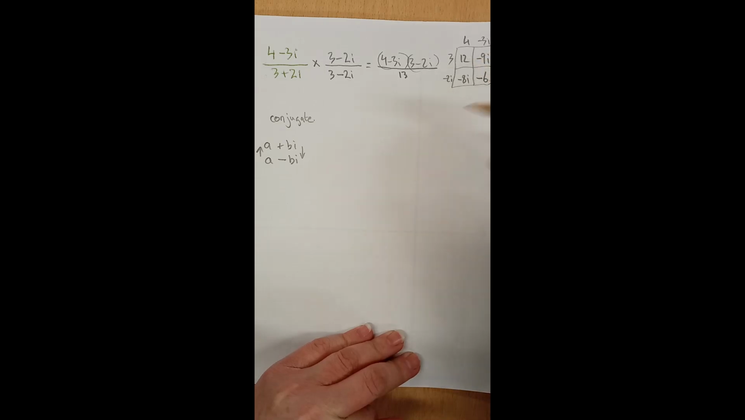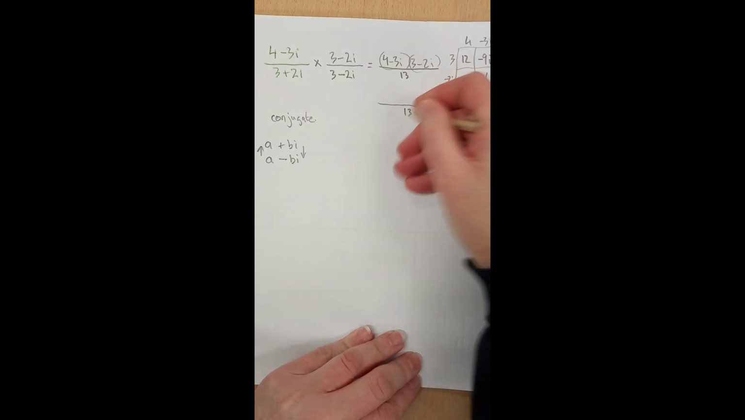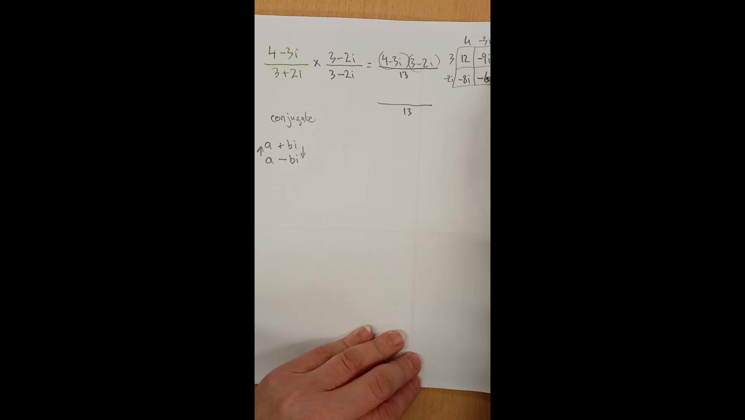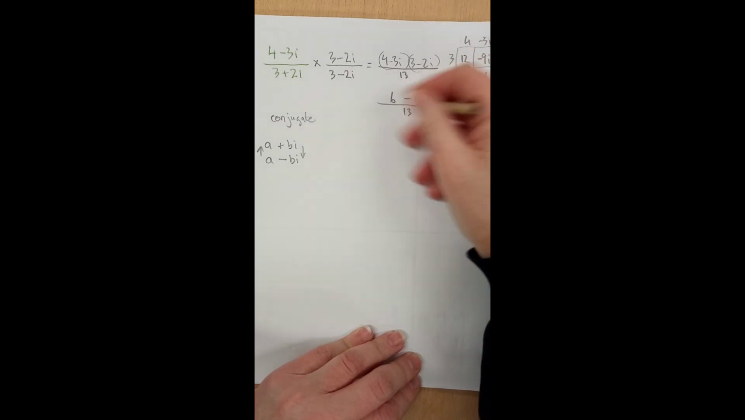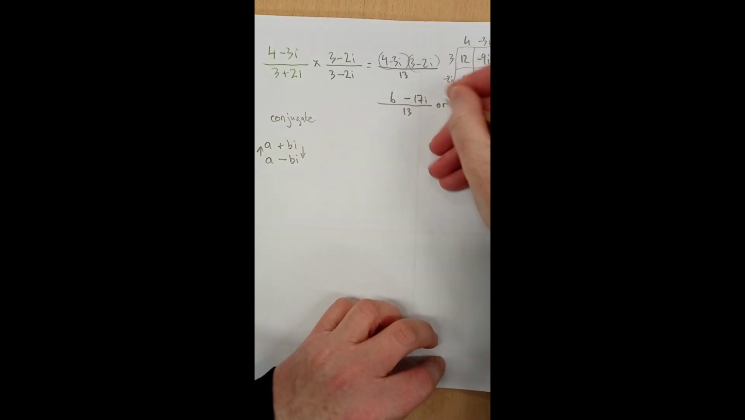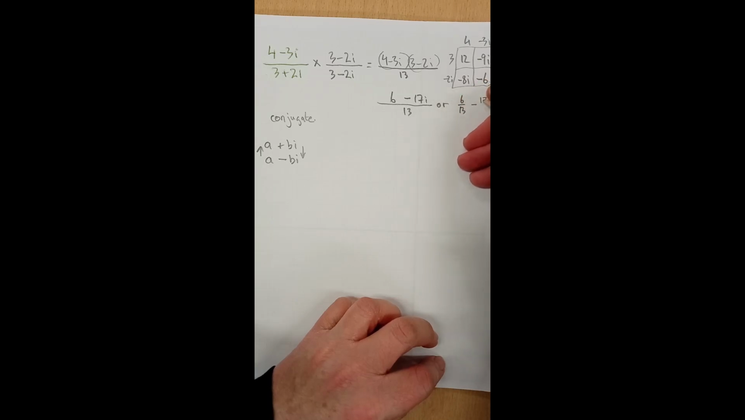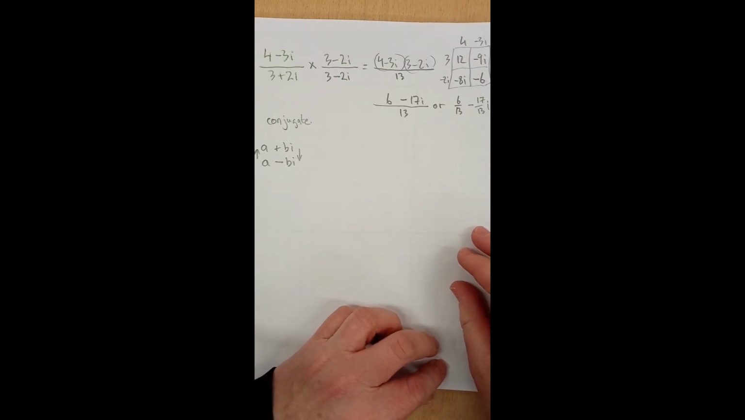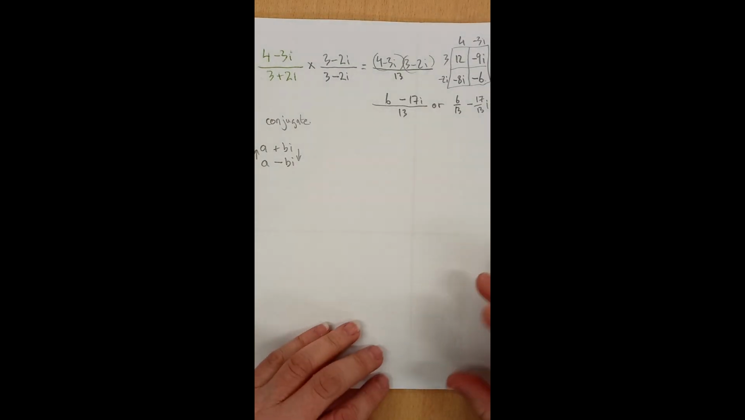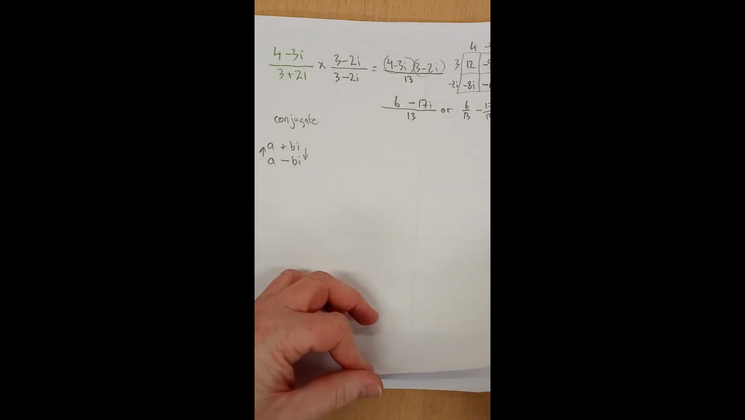So now let's just add. Let's see what we're going to get over 13. We're going to get 12 minus 6, which is 6, and minus 8 minus 9 is minus 17i, and there's your answer. Or you can split the answer up into a real bit and an imaginary bit. Okay? I'm going to flip it around and try another one.